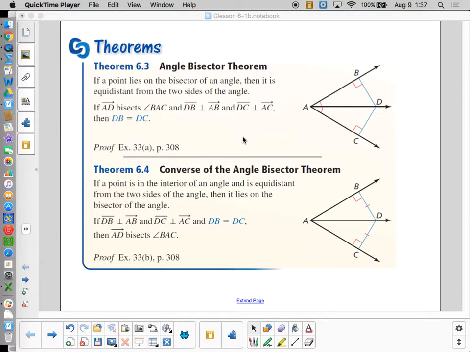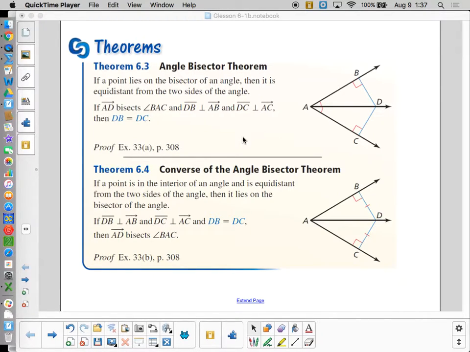A perpendicular bisector bisects a segment. An angle bisector bisects an angle. Just like to give you a minute to let that sink in. Perpendicular bisectors do not bisect perpendiculars. Perpendicular bisectors bisect segments. Angle bisectors bisect angles.